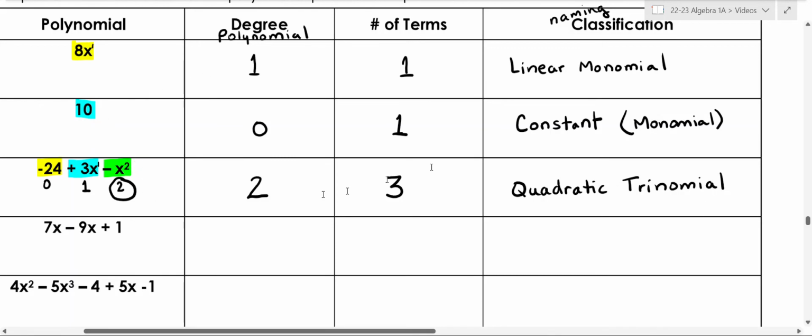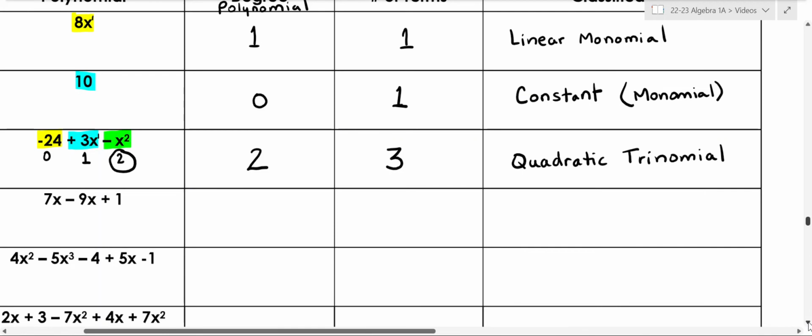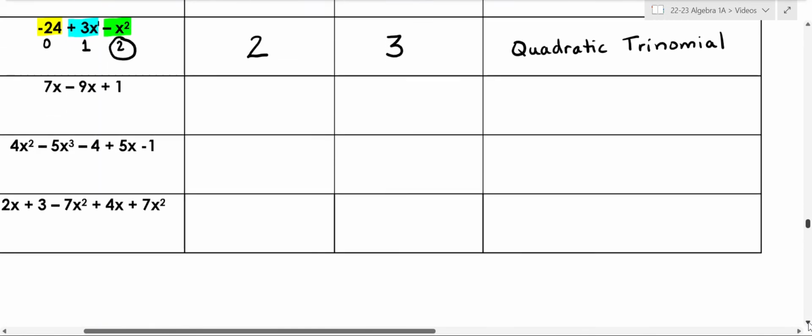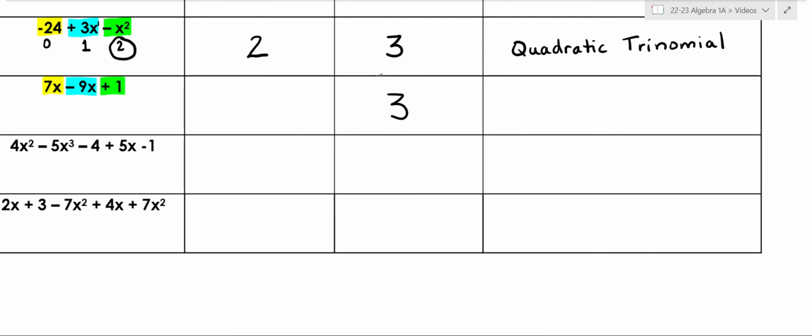Okay, don't get confused, just listen carefully. Okay? Rewind the video if you have to. All right, the next one. We have a 7x, blue highlighter, negative 9x, green highlighter, a positive 1. So how many terms do we have? We have 3 terms. Remember, this column is for terms, and this one is for the degree of the polynomial.